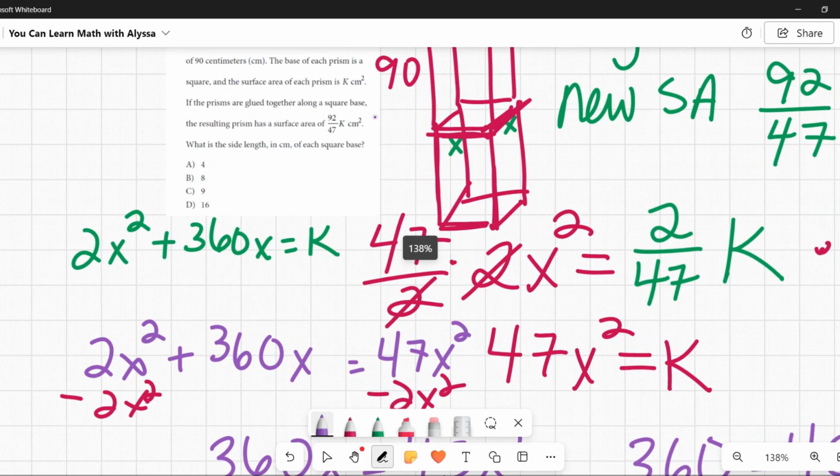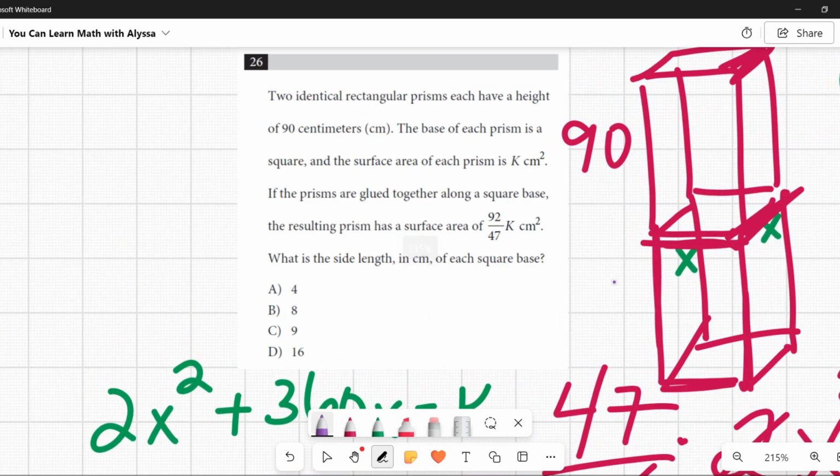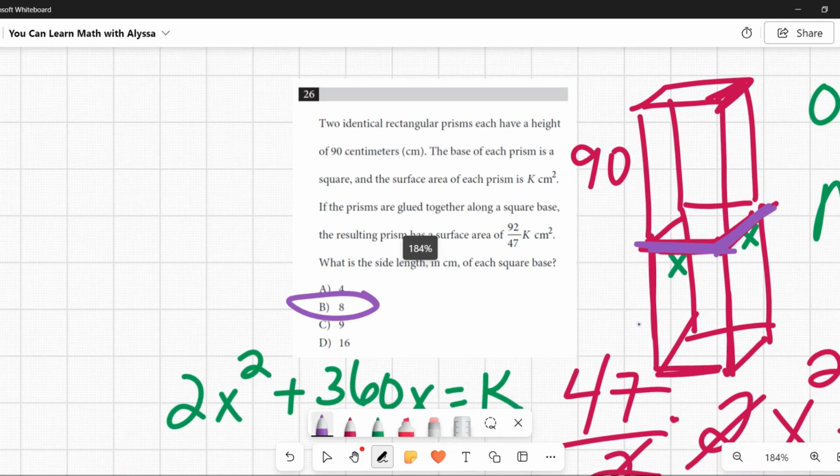And let's double check and see what our question was when we started all this. What is the side length in centimeters of each square base? And lo and behold, yes, x is the variable that I assigned to that. X is 8, so B, 8 is my answer.